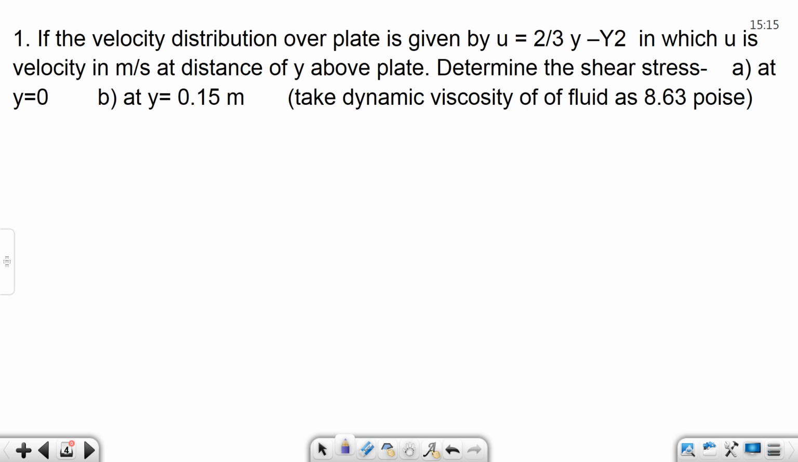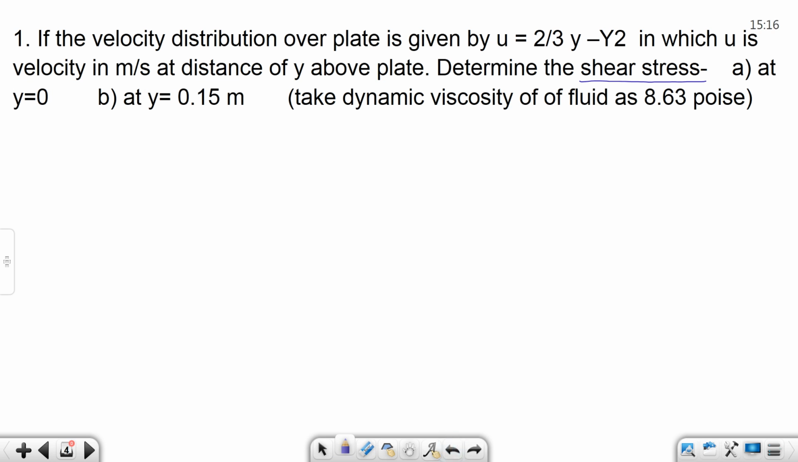Determine shear stress, that is tau, we need to find out at y is equal to 0 and at y is equal to 0.15 meter. So that means you have been given two values of y. At y is equal to 0 means at the plate surface, and at y is equal to 0.15 meter we need to find out shear stress, which is equal to tau. So this is the given problem.